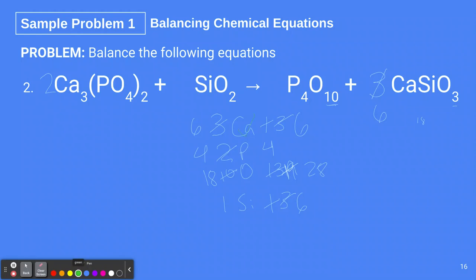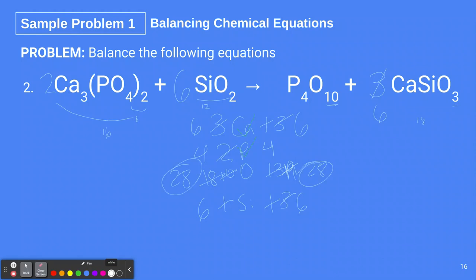We've got calcium balanced, we've got phosphorus balanced, we've got to deal with oxygen and silicon. So to deal with oxygen and silicon, let's deal with my silicon. So I'm going to try putting a 6 here. 6 changes my silicon into 6. But then we got to take a look at oxygens. I get 2. 2 times 4 gives me 8. Times 2 gives me that 16. 6 times 2 gives me 12. 12 plus 16 gives me 28.